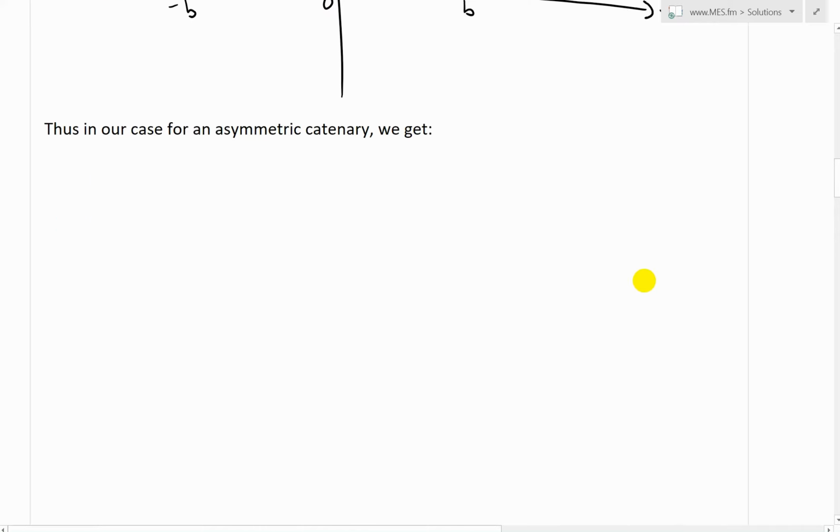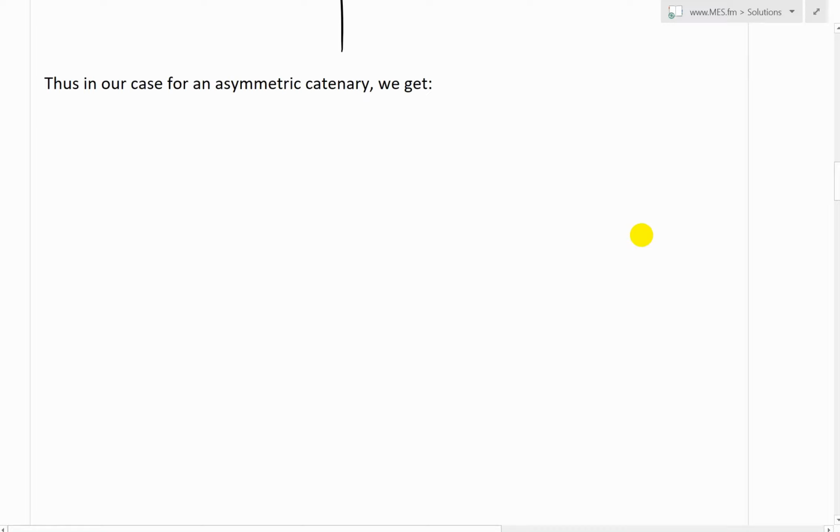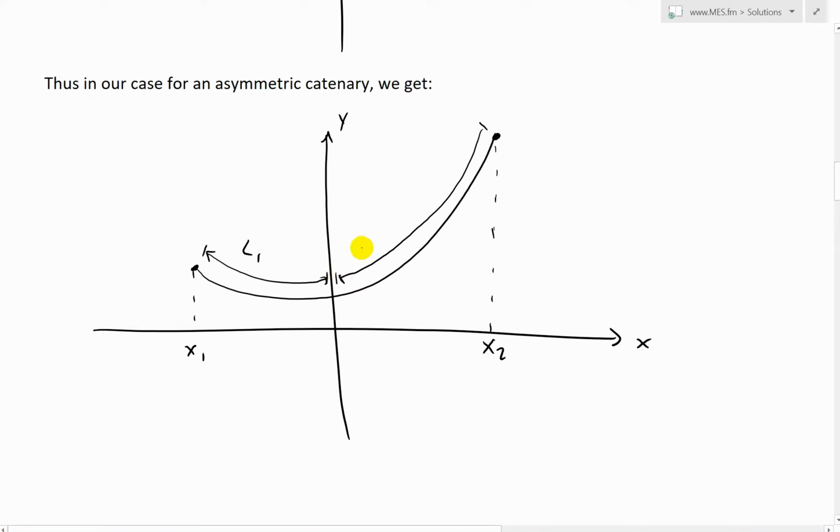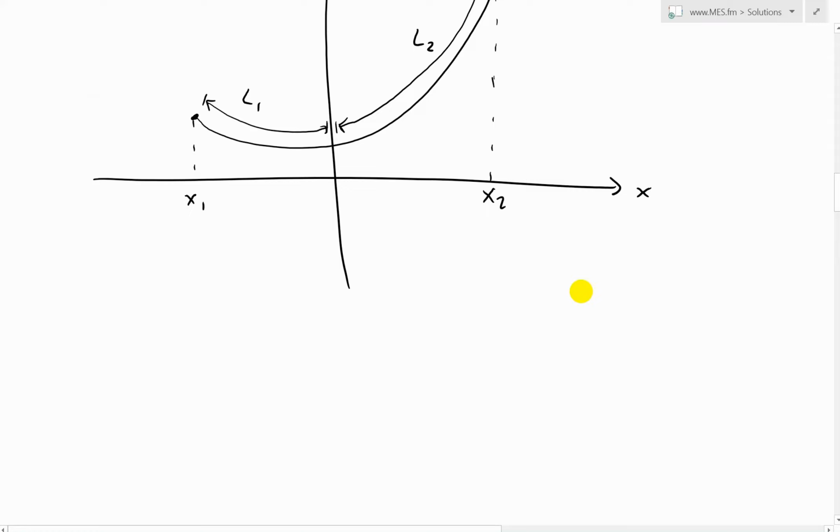So in our case for an asymmetric catenary, we have it like this. Here, this is our x, this is our y, so we have the lower height there, higher height there. It goes across like that. Now this horizontal distance from here to here is our x2, this one is x1, and this distance across from here to here is L1, and from here to here is L2. And the total length is L equals L1 plus L2.